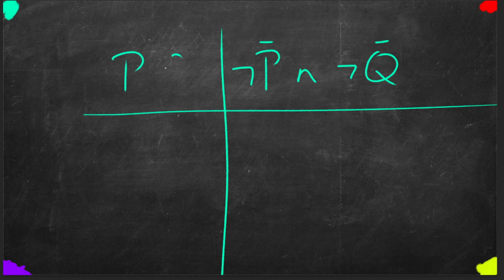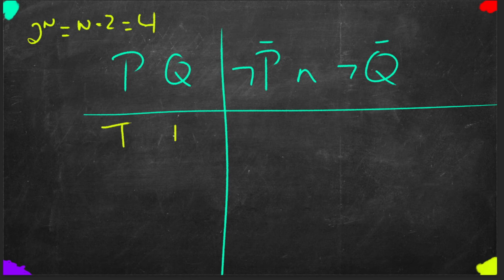So let's write our two propositional letters over here, and then think about the different ways that these propositional letters can be interpreted. And since there are two propositional letters here, it's 2 to the n, where n equals 2, what we're going to have is 4 possible interpretations. And so we'll again have our usual true, true, true, false, false, true, and then false, false.